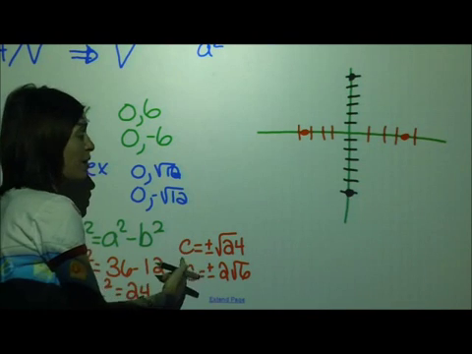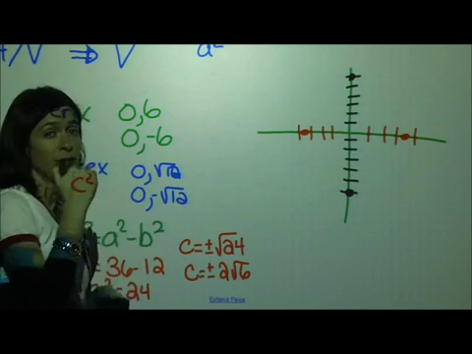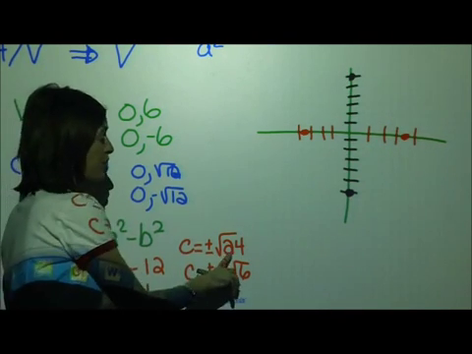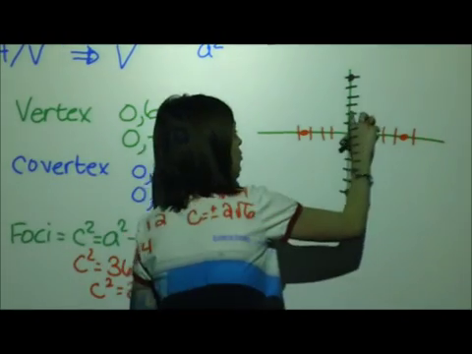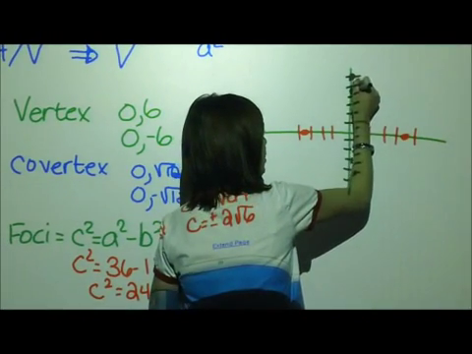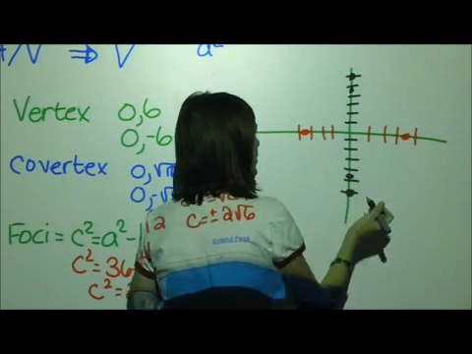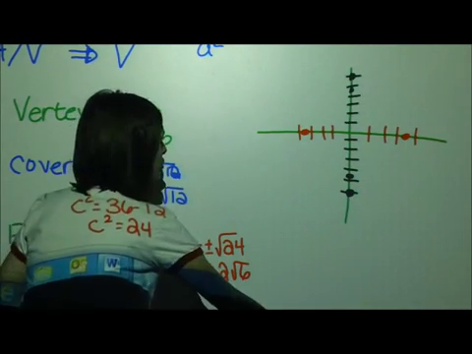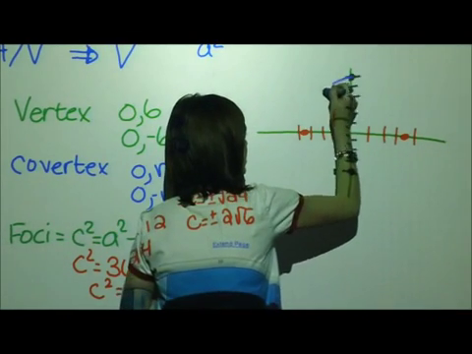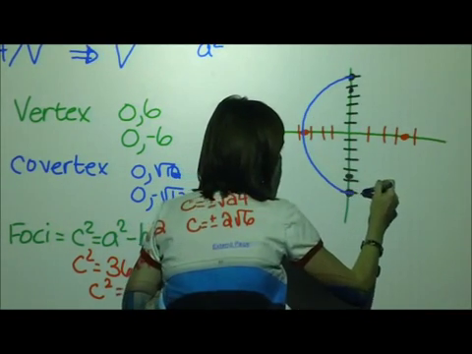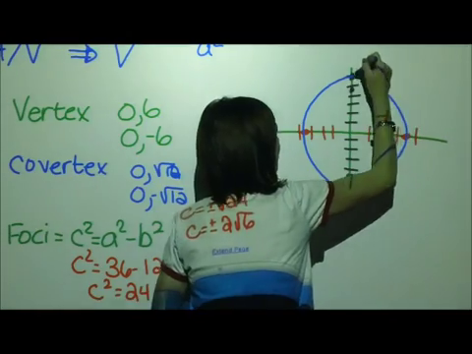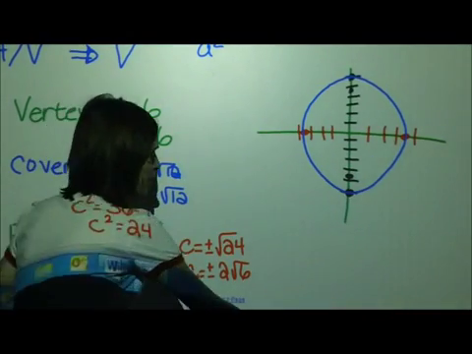Now be careful, because the foci always are going to go in between, along your major axis. So root 24 is a little bit less than 5, so 1, 2, 3, 4, 5, right about there, and 1, 2, 3, 4, 5, so right about there. And then I'm going to connect my vertices in a beautiful, nice oval. Okay, a little bit hard on the smartboard.